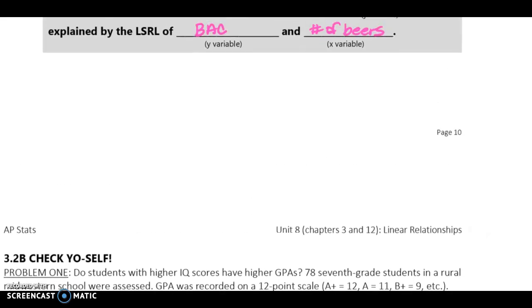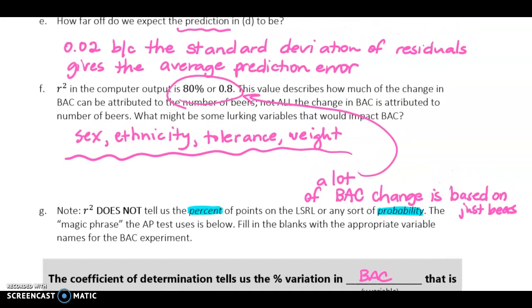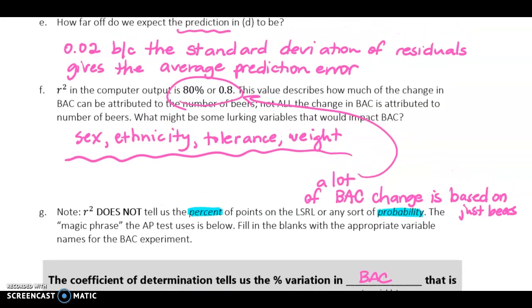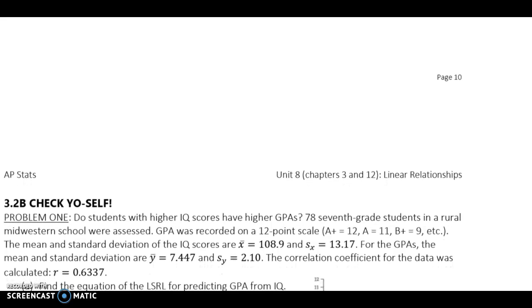All right, folks, so that is your coefficient of determination, as well as calculating the equation of the LSRL without data points if you're just given some of those key factors like the correlation and the standard deviations. All right, so move on to the check yourself. Enjoy.